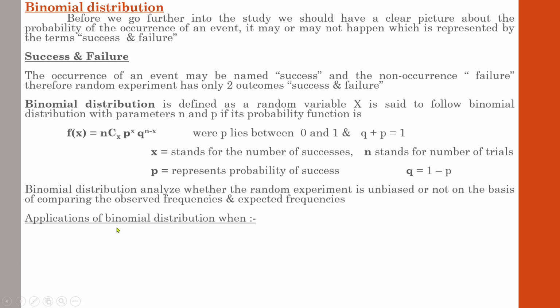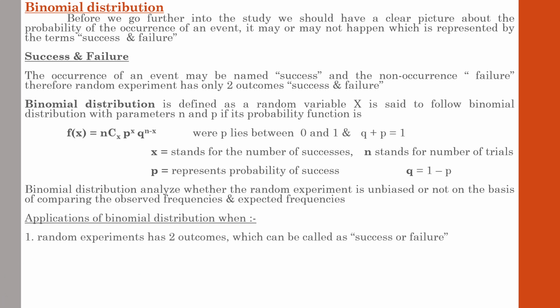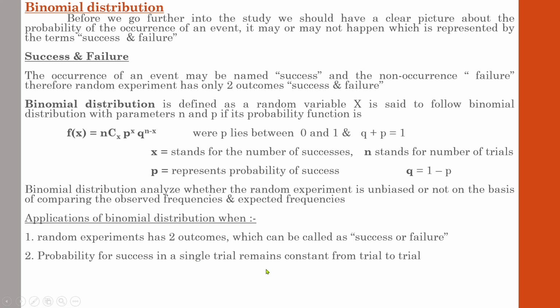Next, applications of binomial distribution. When a random experiment has 2 outcomes, which can be called success or failure, at least 2 outcomes. So binomial distribution is applicable only in the case of experiments having 2 or more outcomes. That is the concept. The probability of success in a single trial remains constant from trial to trial. Even if we repeat the same experiment, the chance of success for a particular event will be the same.